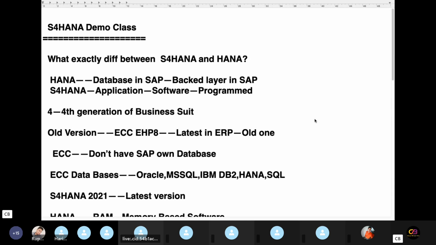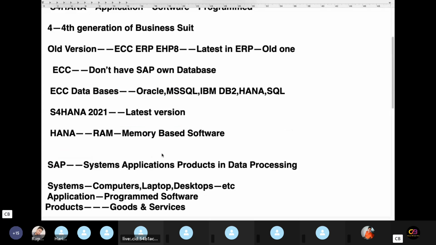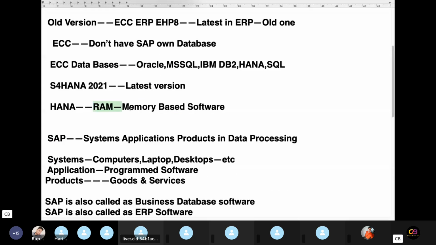S4HANA 2021 is the latest version. SAP ECC EHP8 is the latest version of ECC. HANA is a RAM-oriented, memory-based software. There are no hard chips, and memory cards are not required.